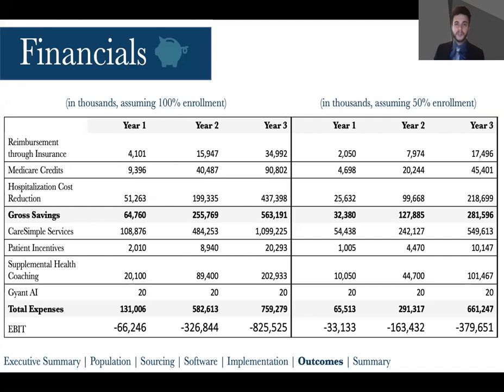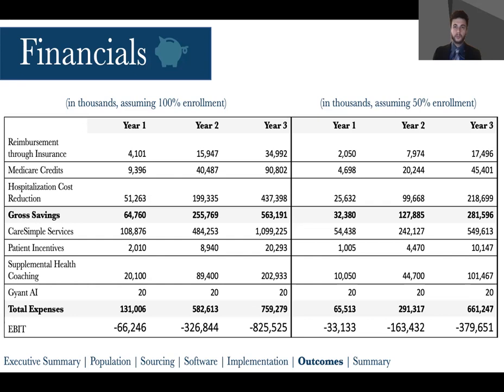Regarding the financials of implementation, the figures were calculated by determining prices per patient per month, then processed accordingly based on our patient enrollment plan numbers. Gross savings were calculated by adding reimbursement through insurance and Medicare credits, and costs saved by reducing hospitalizations. Total expenses were calculated by adding the costs of CareSimple, the patient incentive program, supplemental health coaching, and the AI platform. These values were calculated using values from Harris Health's patient demographics, case studies, and credible databases.